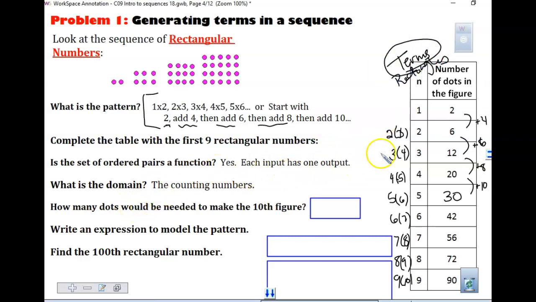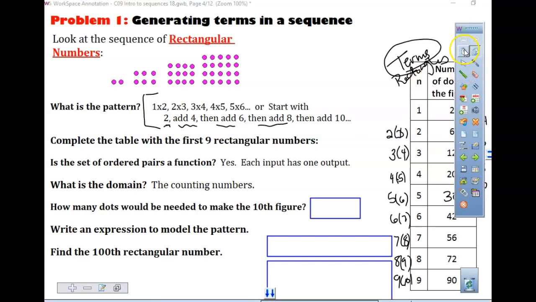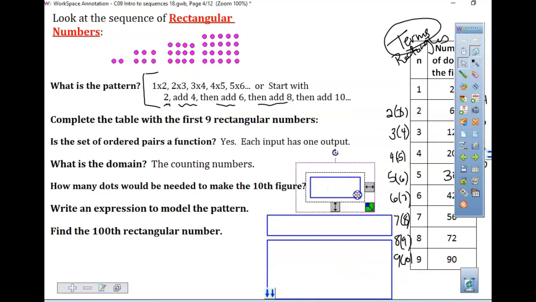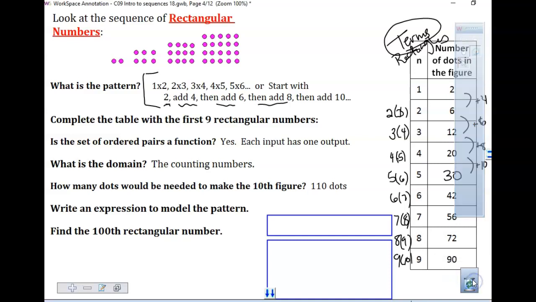So it says, how many dots are needed to get to our 10th figure? As we are taking a look at that, to get to our 10th one, what would we think? It's going to be 10 times 11, which is 110, right? Does that make sense to everyone? Because if I would have gone one more to 10, I would have had 10 times 11. So it says, write an expression to model this pattern.